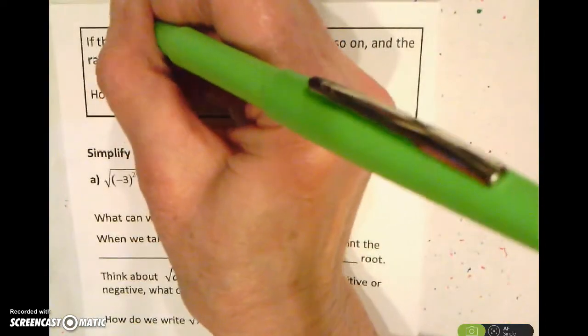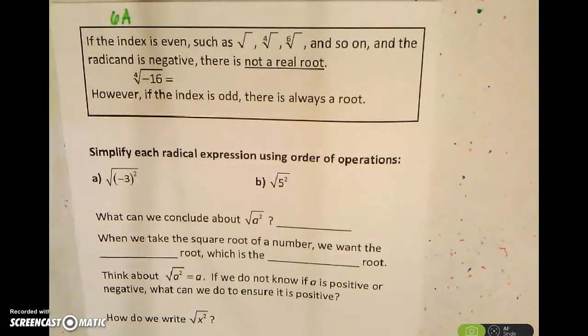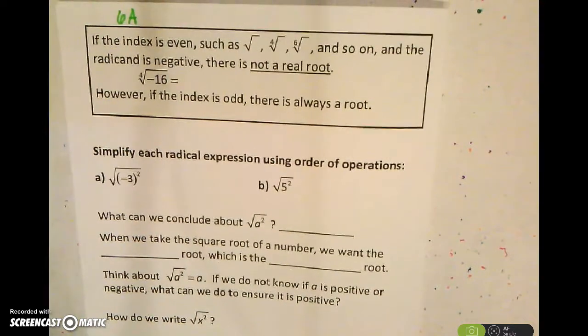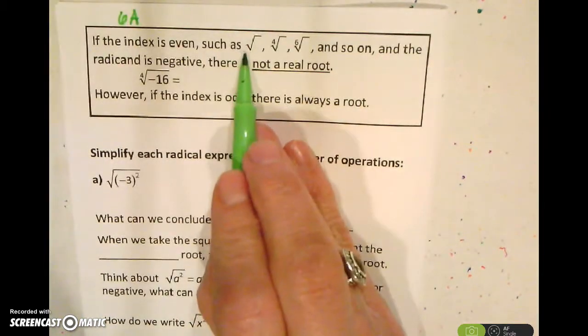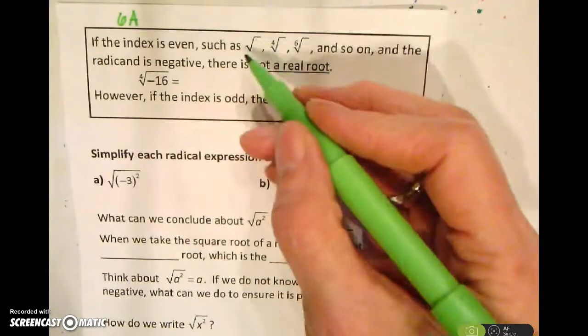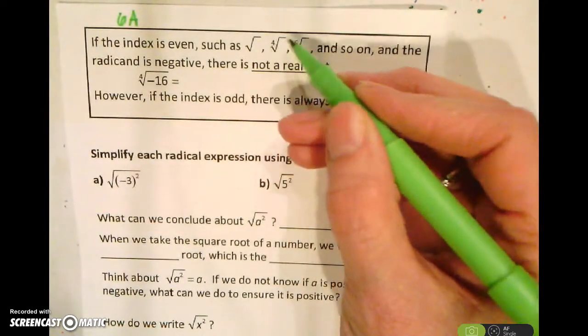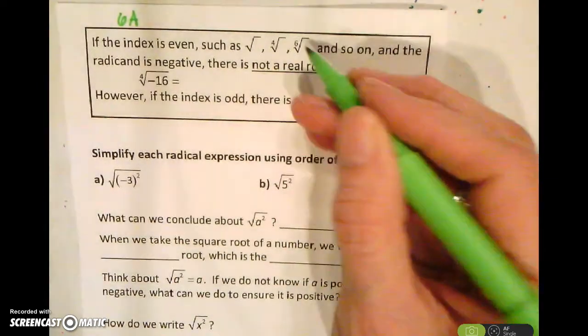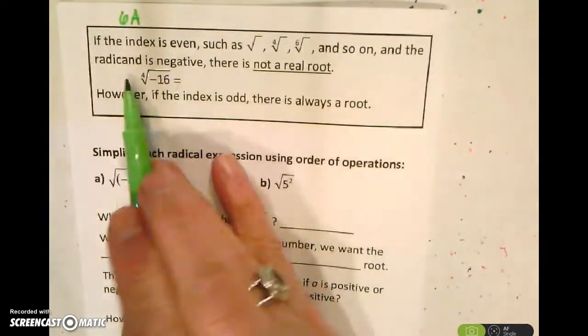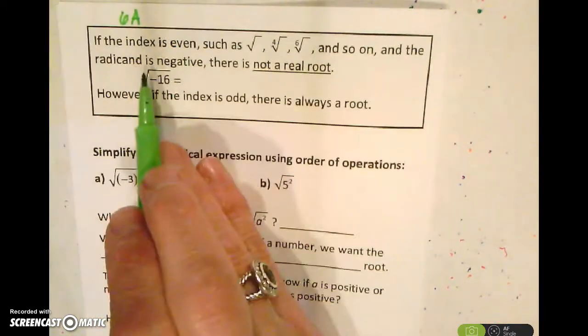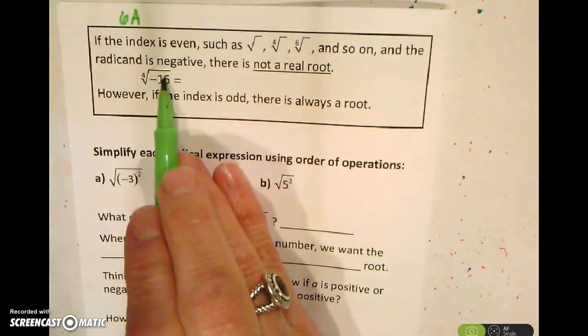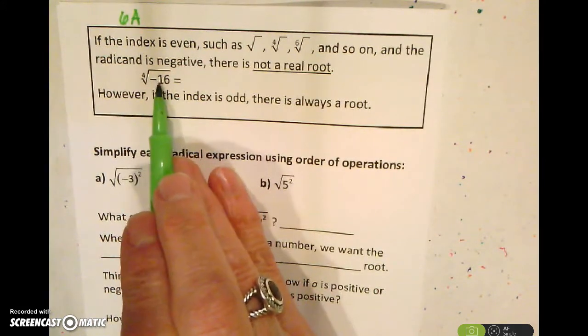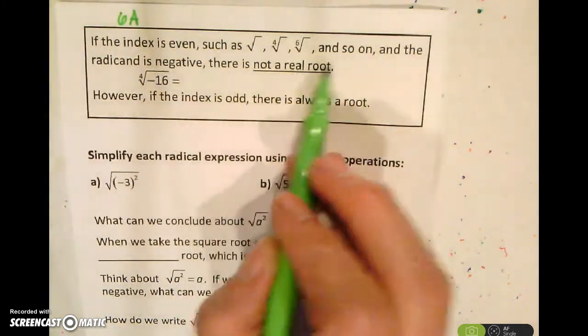So these are 6a notes continued. If the index of our radical is even, such as this one, which doesn't have anything, so that's an understood 2 right there, a fourth root or a sixth root, eighth root, 10th root, and so on, and the radicand is negative, so the radicand is the number on the inside of the radical, there is not a real root.